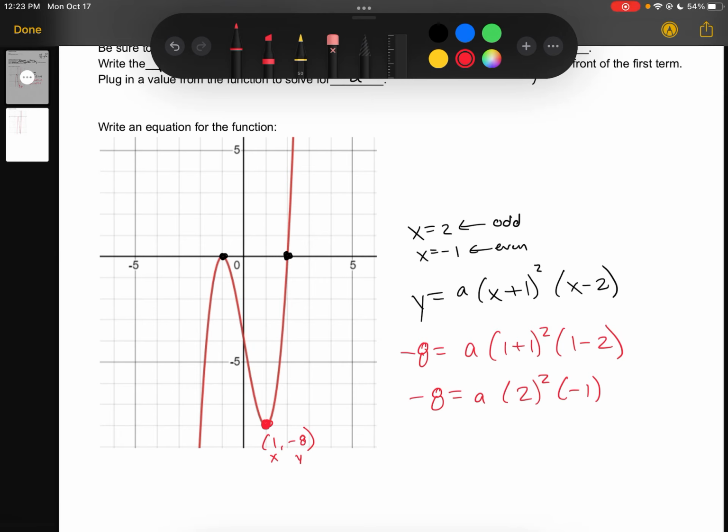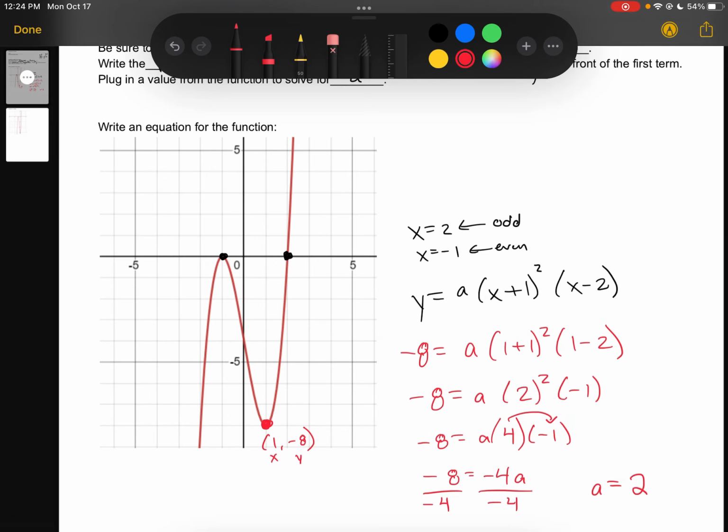Just be careful to keep track of your signs and follow PEMDAS. We do the inside of the parentheses first, exponent second, multiply those two together, and then lastly divide. So we should end up with an answer of a equals 2. It's always good to go through and double check, and that allows you to see how things work out.